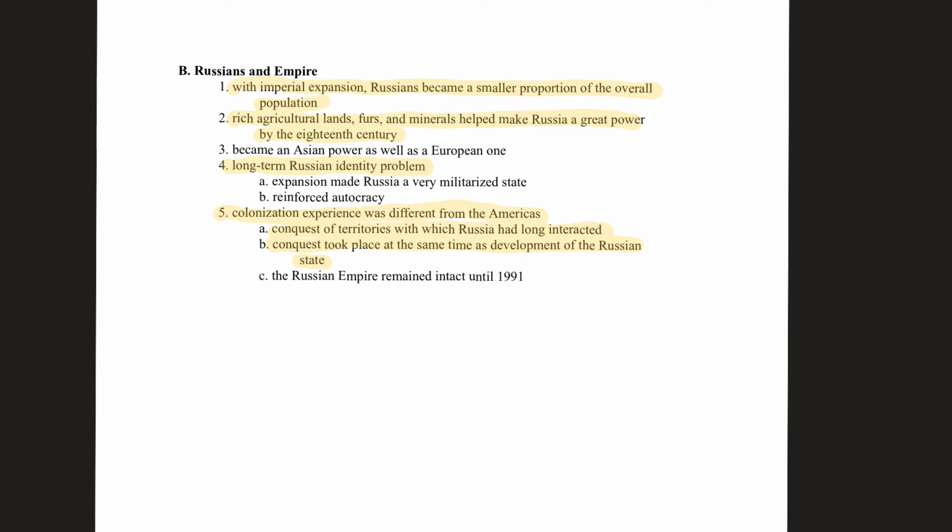The other really unique thing is that technically the Russian Empire remains intact until 1991. Okay, we will rename it. It will become the USSR, but it essentially is the exact same landmass that the Russian Empire had been from the 1500s on up. And because these three categories are so unique, you want to put a big star by A, B, and C underneath number 5 to make sure it sticks out a little bit for you.